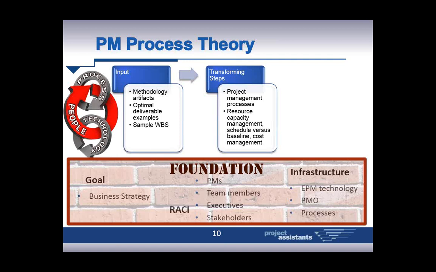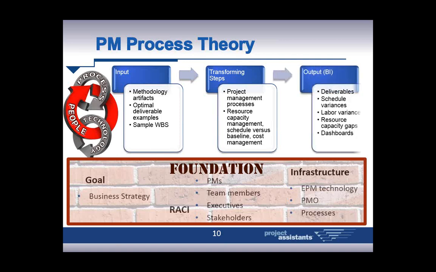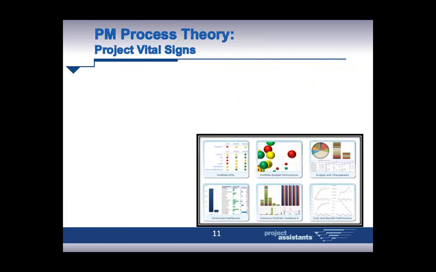and from an actual standpoint, cost management, baseline versus actual performance. Okay, so those are the processes we're going to rely on, and the outputs obviously would be the deliverables of the project, and from the dashboards we're going to talk about today, variances to schedule, variance to labor expectation, variance to gaps in capacity, and again, the common output here is put into dashboards.